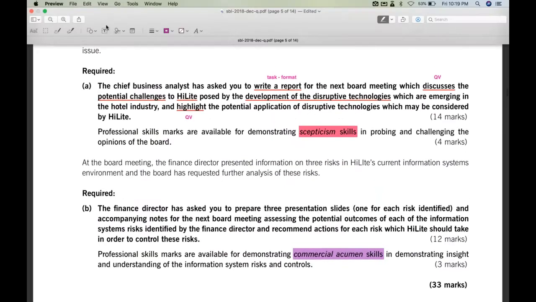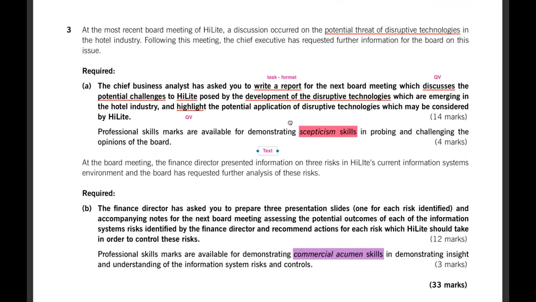What about the rest? Okay, here your syllabus area would be evaluating and enabling strategic change under IT application.